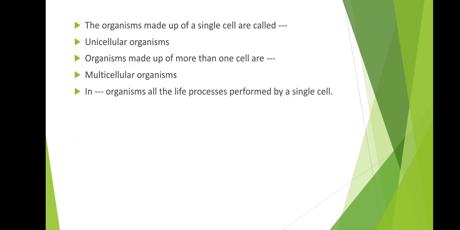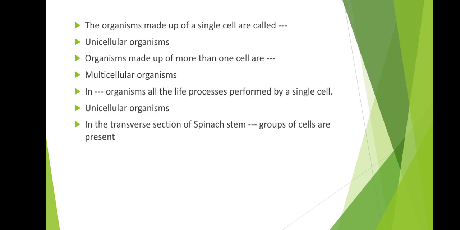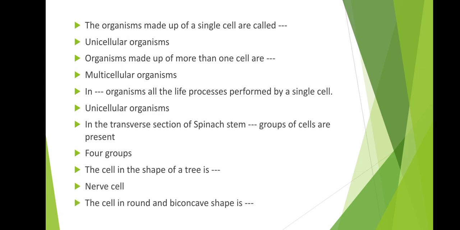In unicellular organisms, all the life processes are performed by a single cell. Why? Because it has only one cell. All processes are performed by that cell only. In the transverse section of spinach stem, 4 groups of cells are present. The cell in the shape of a tree is the nerve cell.